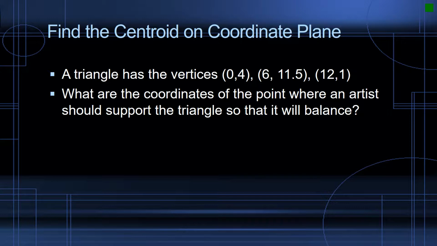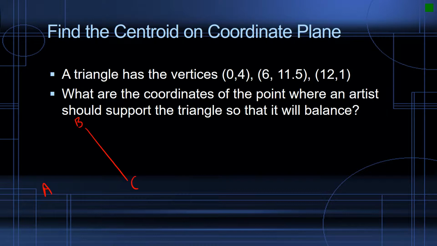So let's start here before I jump over to GeoGebra, and I want to go over finding the coordinate of a midpoint of a line segment. We've got a triangle here with vertices (0, 4), (6, 11.5), and (12, 1). I'm just going to sketch a little triangle here. Doesn't matter what it looks like. Let's say this is A, B, C.